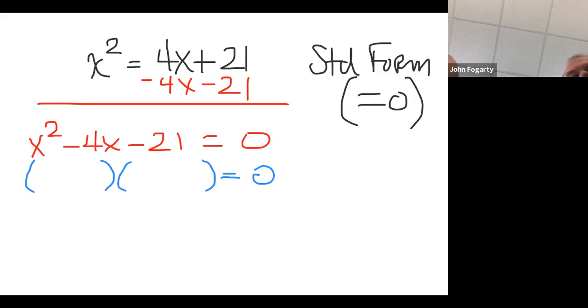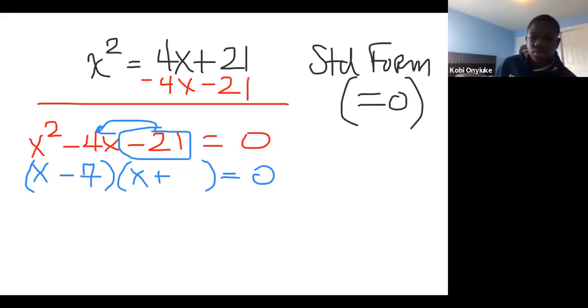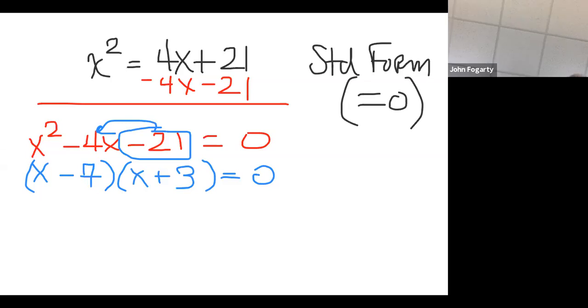Well, the first term's easy. Now, give me the factors of a negative 21 that add up to negative 7. Negative 7 plus 3. All righty. Now, if I look at what I've just done, I've told you this number, x minus 7, times this number, x plus 3, equals 0.